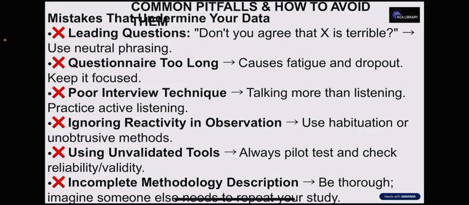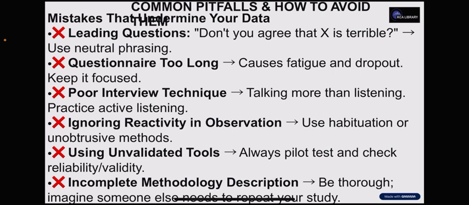So now let's look at common pitfalls and how to avoid them. These are mistakes that undermine your data. One is leading questions, like "Don't you agree that X is terrible?" Use neutral phrasing. A questionnaire that is too long causes fatigue and dropouts, so make sure your questionnaire is focused and short. Poor interview techniques are also one of the common pitfalls. To avoid this, you have to listen more than talk.